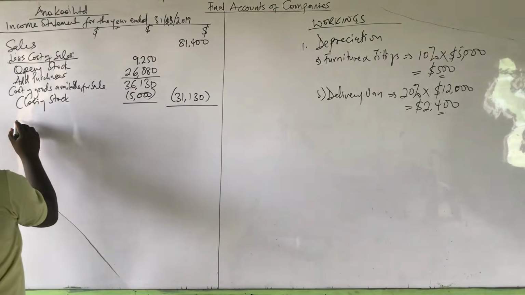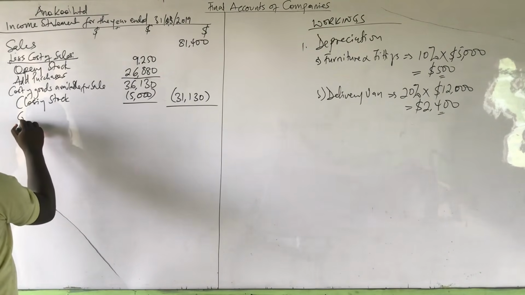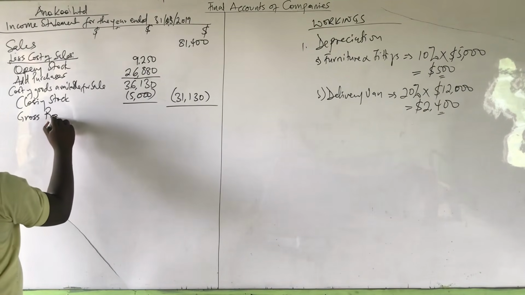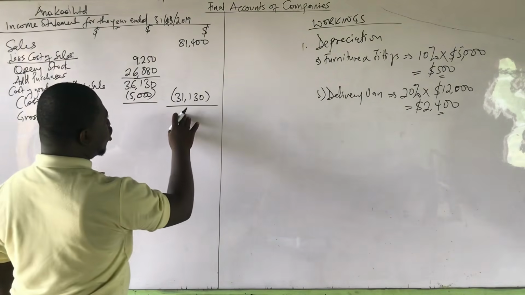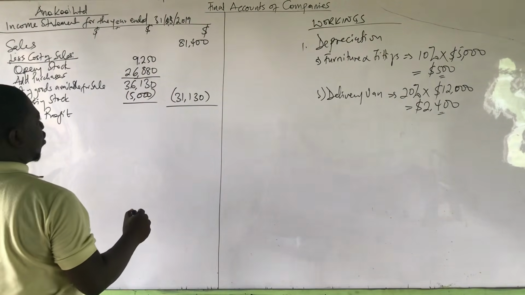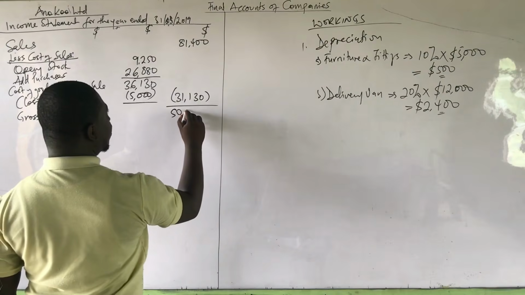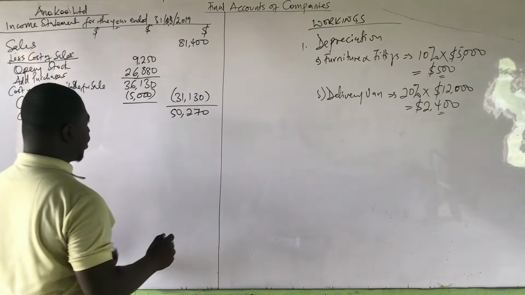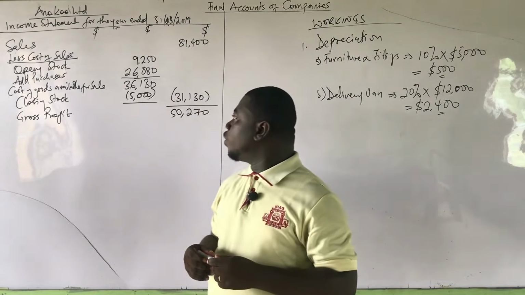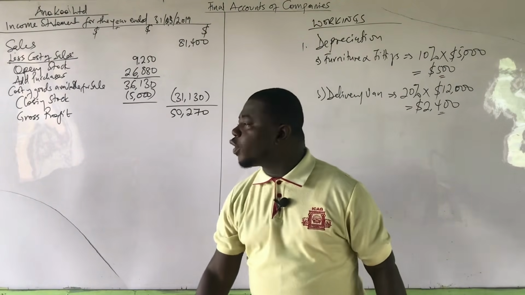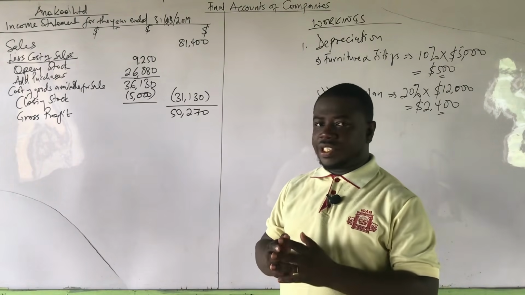So we subtract the cost of sales from the net sales, and then we have our gross profit. So the gross profit per our calculation is going to be $50,270. So ladies and gentlemen, we've arrived at our gross profit for the year as $50,270.